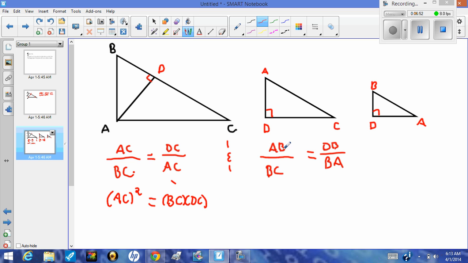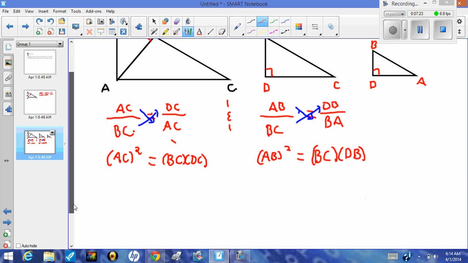on the other side. We have AB times BA. Remember, we can reorder the letters as AB, so this is actually AB squared. And that's equal to BC times DB. Okay, so again, all we did is we simply cross multiplied. Okay, let's move on to the next step.